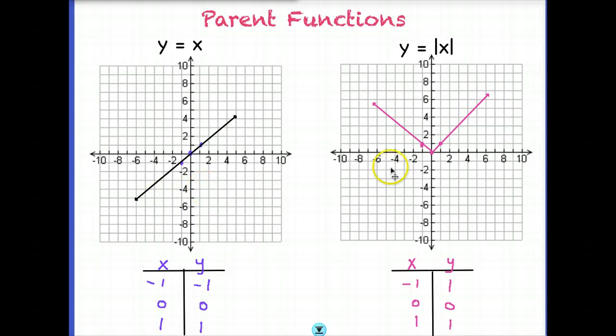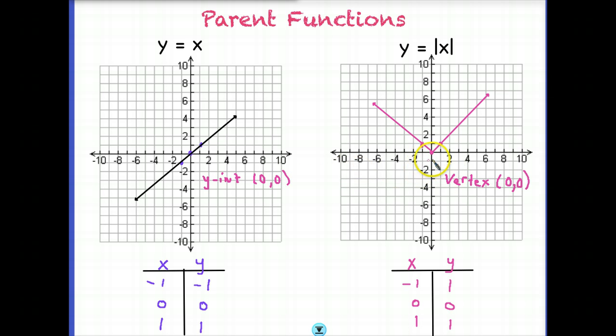So let's compare the two, because we said there were common characteristics. Well, if we notice that in this absolute value equation, our vertex, and that's the point where the two lines meet, is at 0, 0. Okay. If I look over here, you'll notice that this line goes through 0, 0. In fact, that's our y-intercept, right? So in this graph, our y-intercept is actually 0, 0 as well.